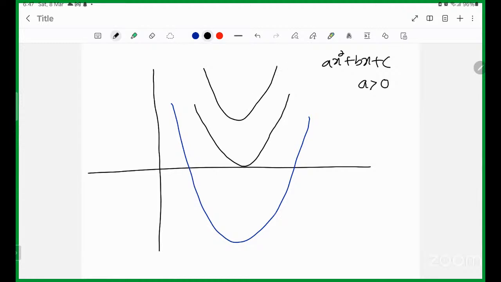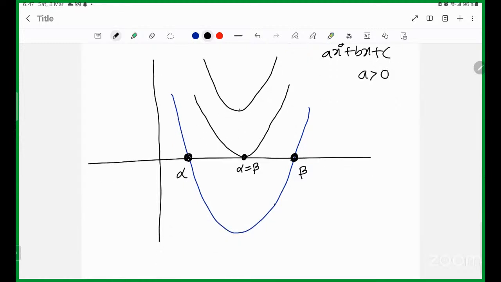In this case, we know that in the number line, there are two crossings. So this is alpha, this is beta. Here alpha will be equal to beta. Either root toh milega, but in the third case, it is not touching. So real roots possible nahi hai.